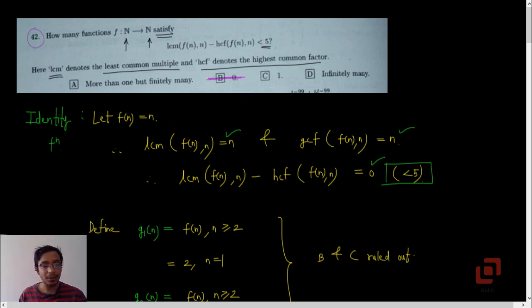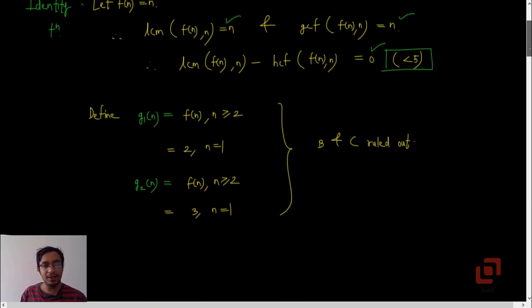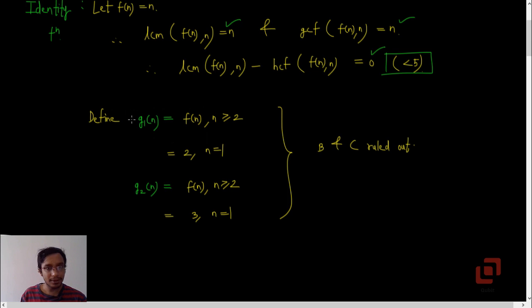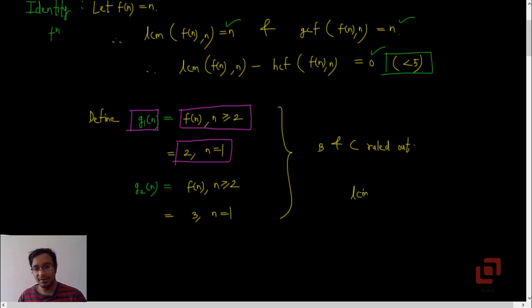Now what I have done is I have defined another function g1 of n, in such a way that g1 of n is equal to f of n for n greater than or equal to 2, but g1 of 1 is 2. Even this is allowed because the LCM of 2 and 1 is 2, and GCD of 2 and 1 is 1. So if you subtract, you will get 1, which is less than 5.